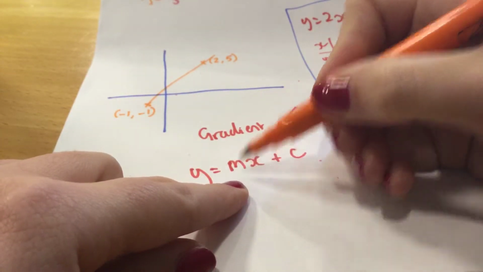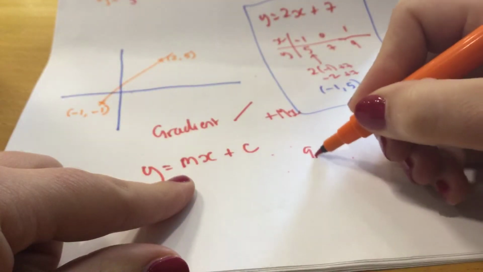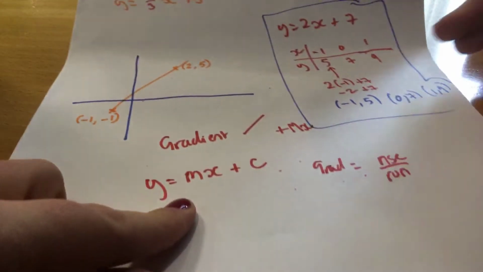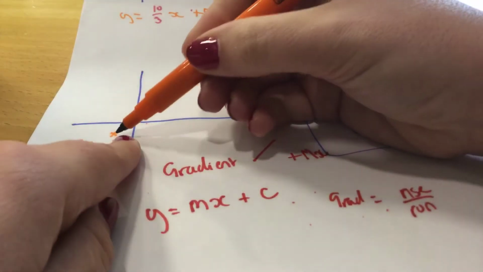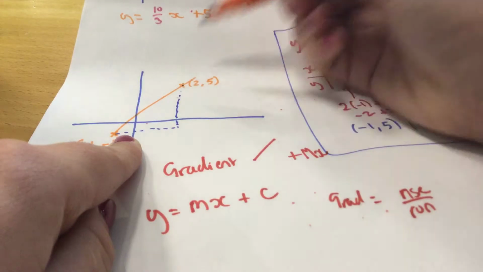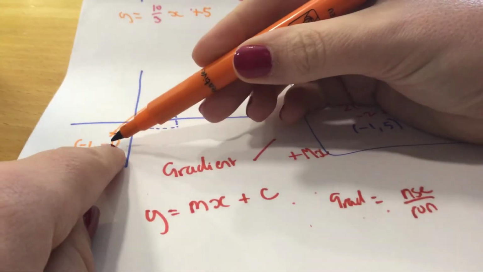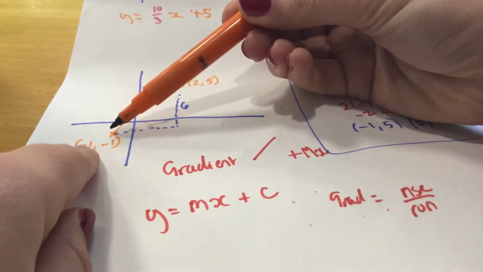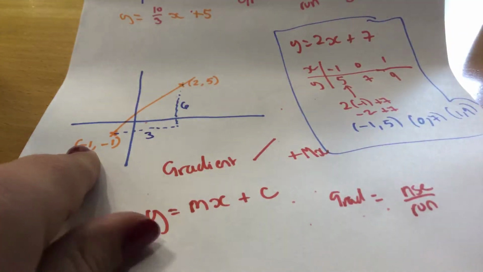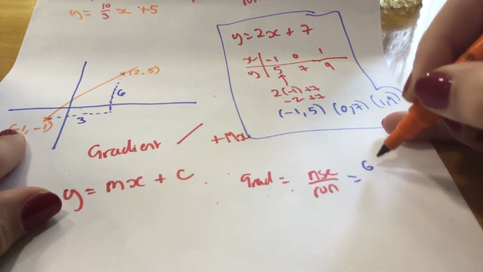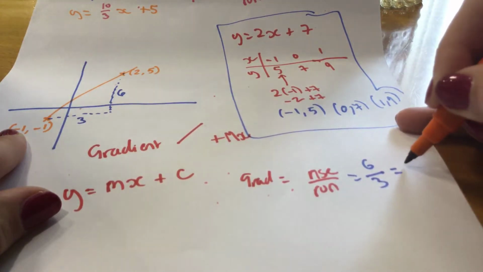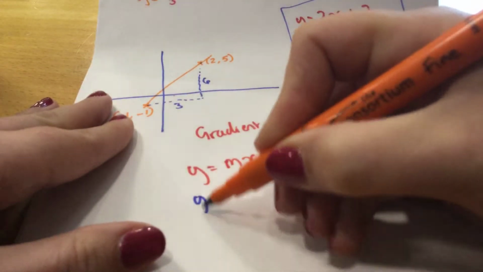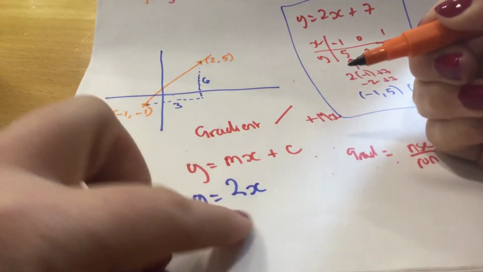So let's actually calculate the gradient now, because the gradient can be found by doing the rise over the run. And I have got 2 points given to me here, which is lovely. I make a triangle between the 2 points. I look at the rise, so it goes from -1 up to 5, so it's got a rise of 6, and the run goes from -1 across to 2, so it's got a run of 3. So my gradient here is going to be the rise, which is 6, over the run, which is 3. So my gradient is 2. Therefore, I can put this back into my equation, y equals 2x.